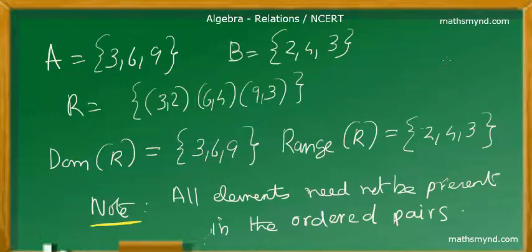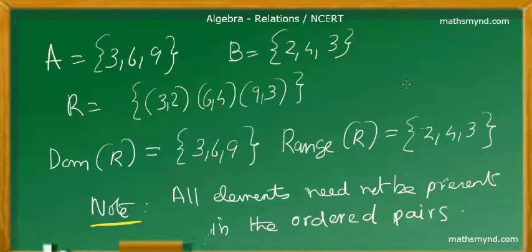Now, let us take a very simple case of set A having elements 3, 6, and 9, and set B having elements 2, 4, and 3. And there are three ordered pairs coming up in that particular relation, that is (3, 2), (6, 4), and (9, 3). And of course, you have 3, 6, and 9, which form the elements of the domain, and 2, 4, and 3, which form the elements of the range.